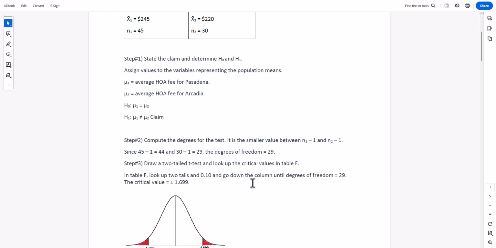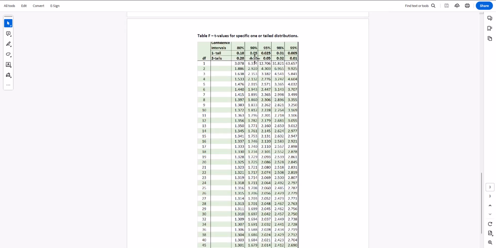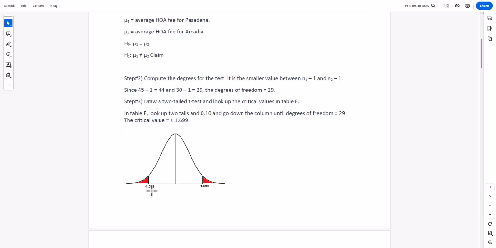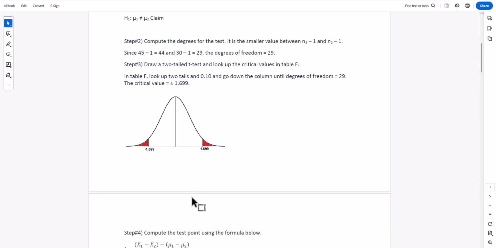Now we look up our critical values. Remember, since it's not equal, it's a two-tail test. Two tails, 0.10. We go down to 29, and the value is 1.699. So we have a left critical value at negative 1.699 and a positive value at positive 1.699.